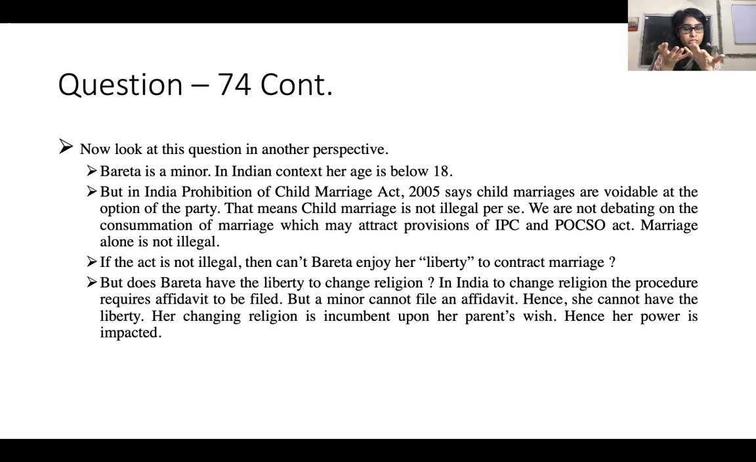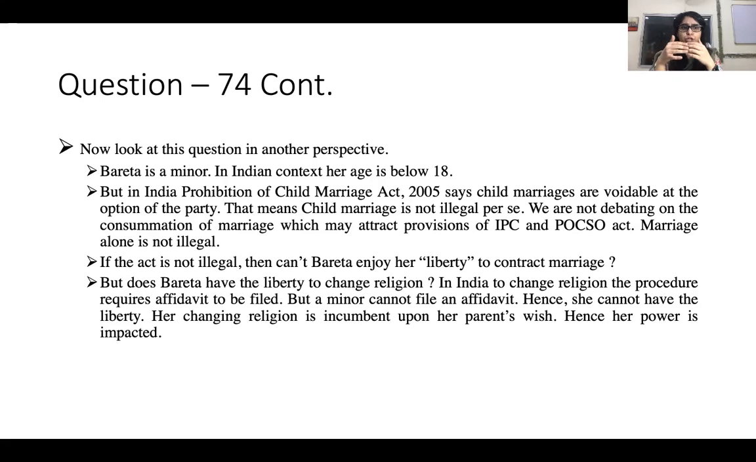We are not debating the consummation of marriage, which may attract provisions of the IPC and POCSO Act. Marriage alone is not illegal. So if the act is not illegal, then can't Bareta enjoy her liberty to contract marriage? Quite confusing, isn't it? But does Bareta have the liberty to change religion? In India, to change religion, the procedure requires an affidavit to be filed. But a minor cannot file an affidavit, right? Hence, she cannot have that liberty. Her changing religion is incumbent upon her parents' wish. Hence, her power is impacted, right?